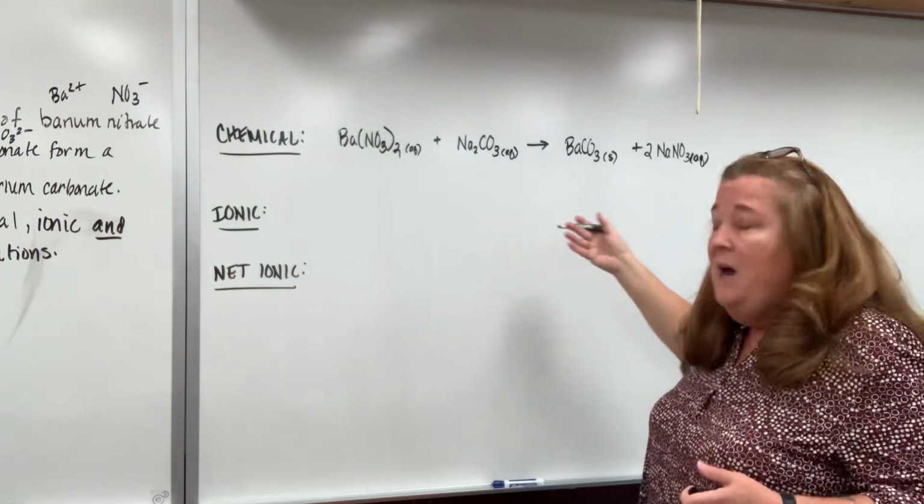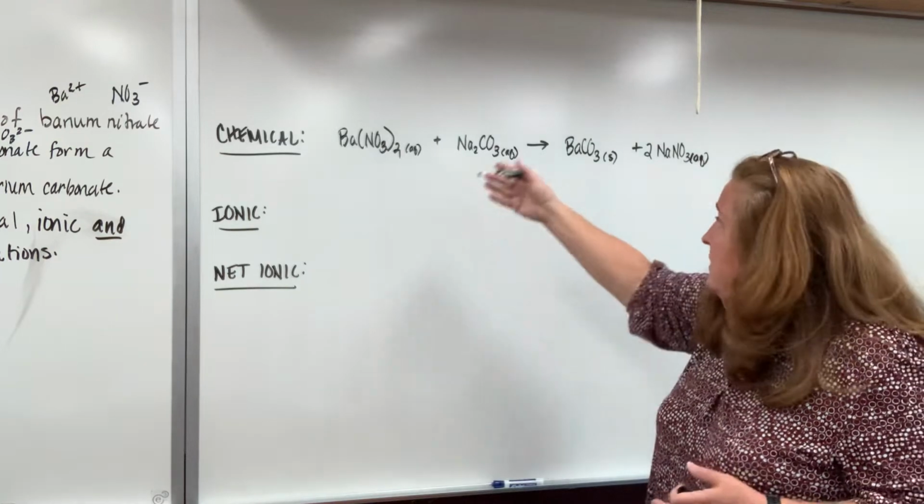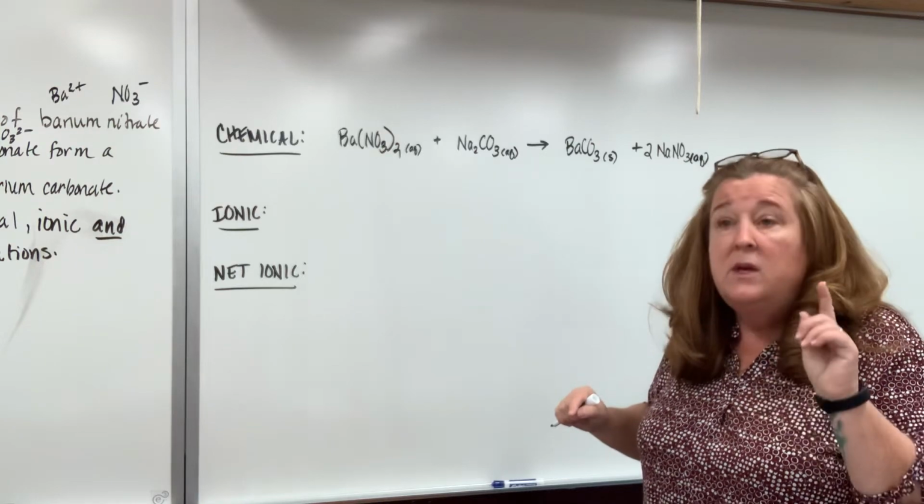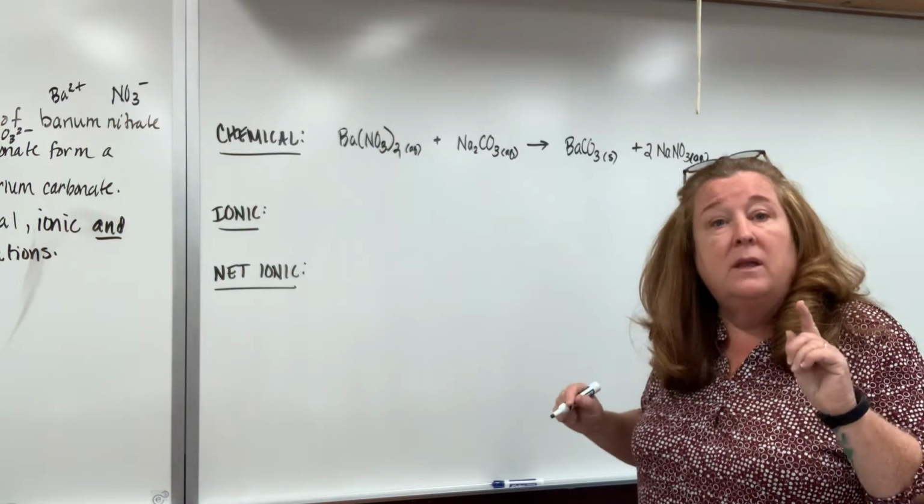So what we're going to do in the ionic equation is we're going to separate all of these using the coefficients and the parentheses to show how many ions are hanging out in the hot tub.